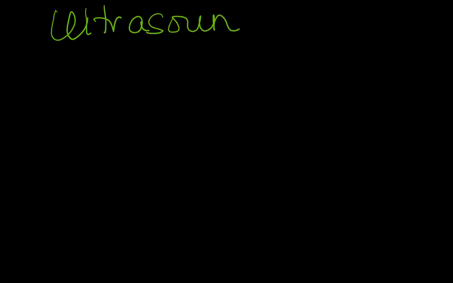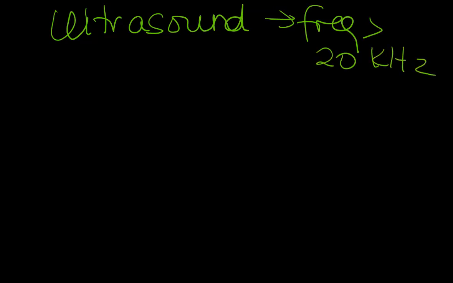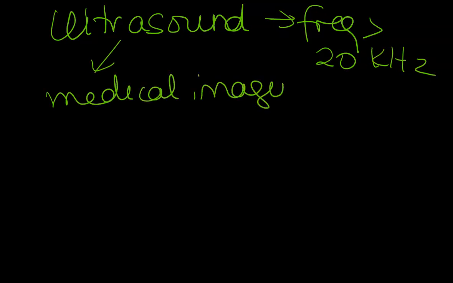Alright, so let's talk a little bit now about ultrasounds. Ultrasounds are a type of sound wave that has a frequency greater than 20 kilohertz, which is 20,000 hertz. Most ultrasonic waves are used in medical imaging, in particular to see the fetus in pregnant women. It's also used to determine the depth of the seabed.